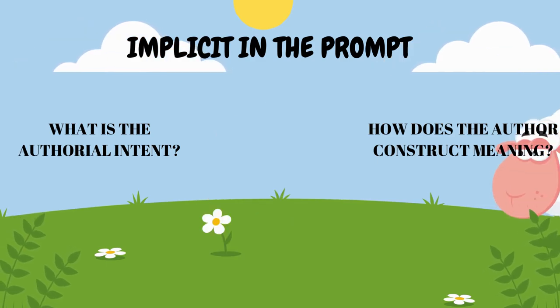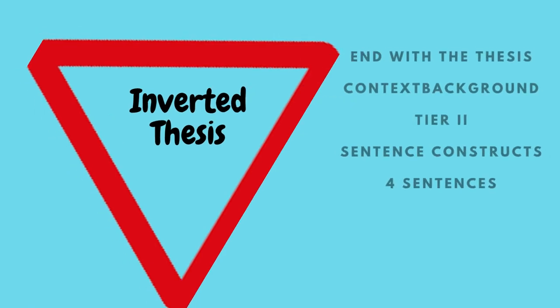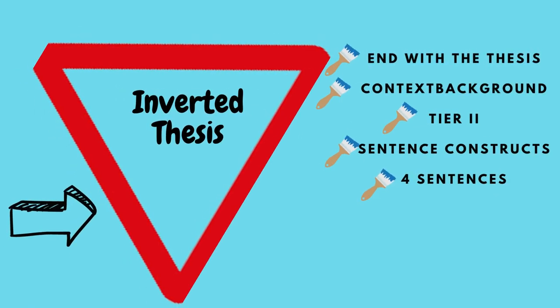They invert the thesis. And let's take a look at this graphically. They invert the thesis. So they're going to begin by answering the question, what is the authorial intent? And they're going to take three sentences to do that. My introductory paragraphs, no matter the expository mode, are always four sentences. So rhetorical analysis, argument, synthesis, persuasion, FRQ1, FRQ2, FRQ3 are all four sentences long. So they're going to end with the thesis. And when you end with the thesis, you're answering the question, how does the author construct meaning? The first three sentences are what is the author's intent?